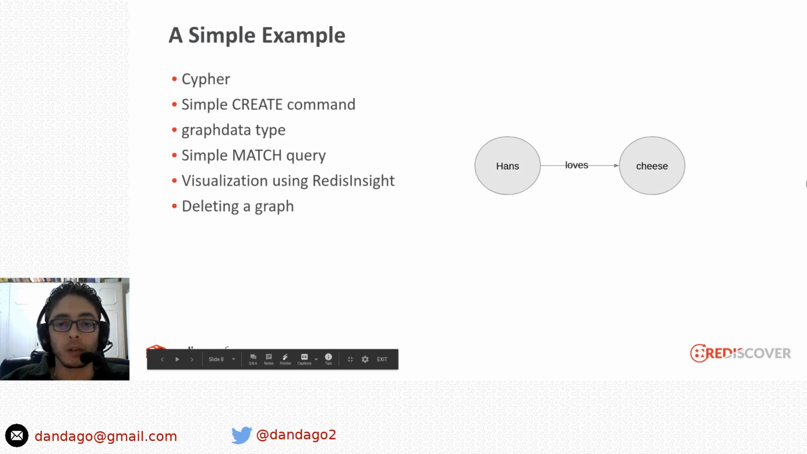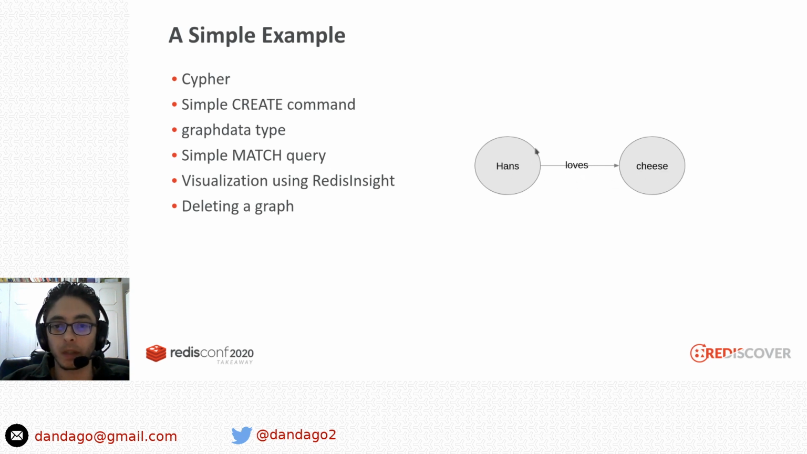So let's take a look at a very simple example. Hans loves cheese. Simple as that. 2 nodes and a relationship. In order to create this in RedisGraph, we're going to use the Cypher language. And this seems like a bit of a combination between ASCII art and SQL.